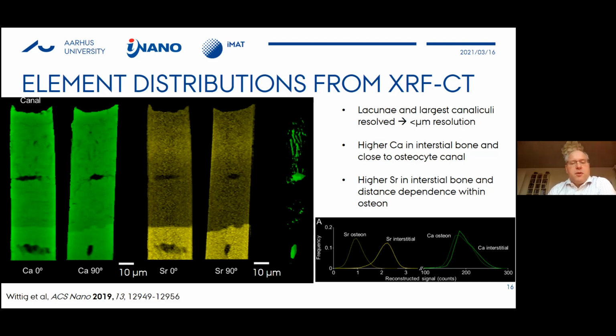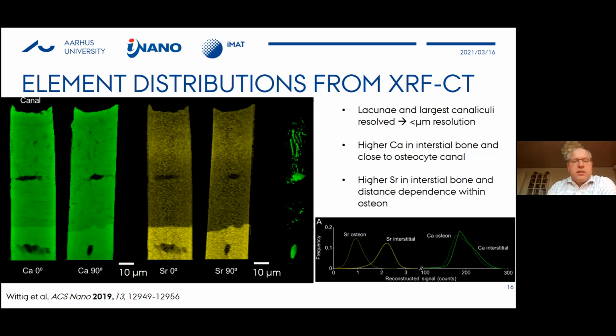In the same experiment, we also measure the amount of strontium. And strontium can substitute into the apatite lattice and is an important anabolic agent for bone formation. So what we can see is that strontium is actually, in this particular case, placed outside the osteon, so predominantly in the interstitial bone, but also with varying concentration across the osteon.